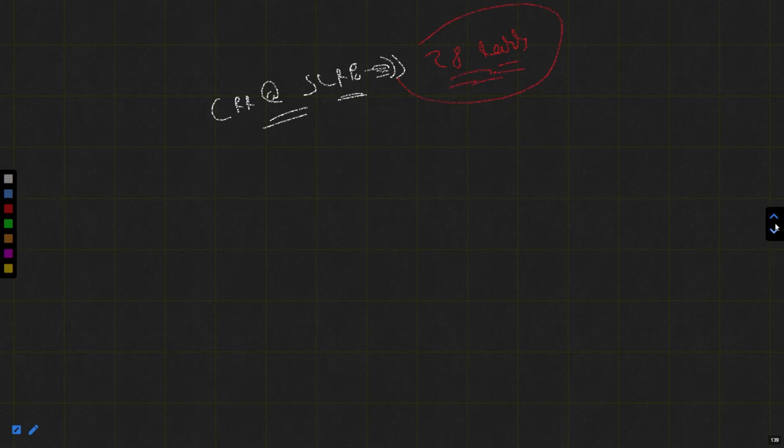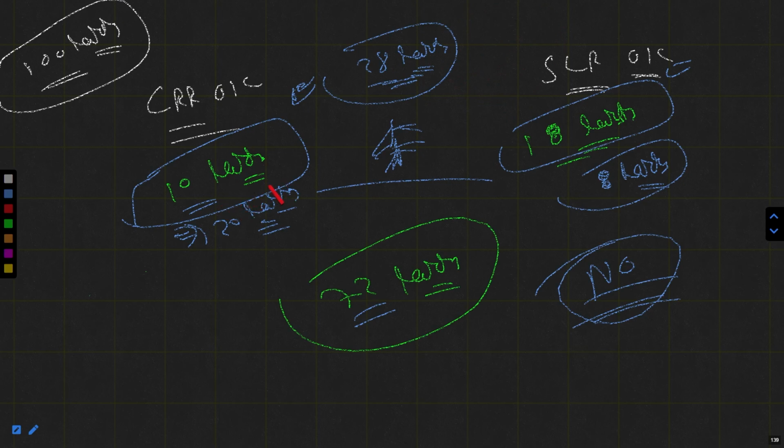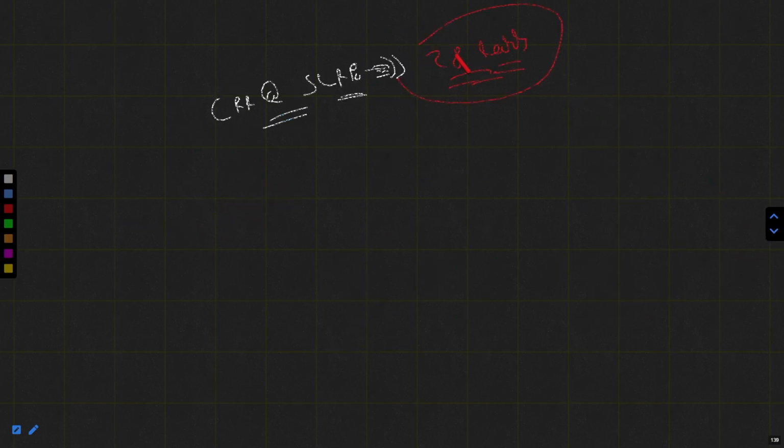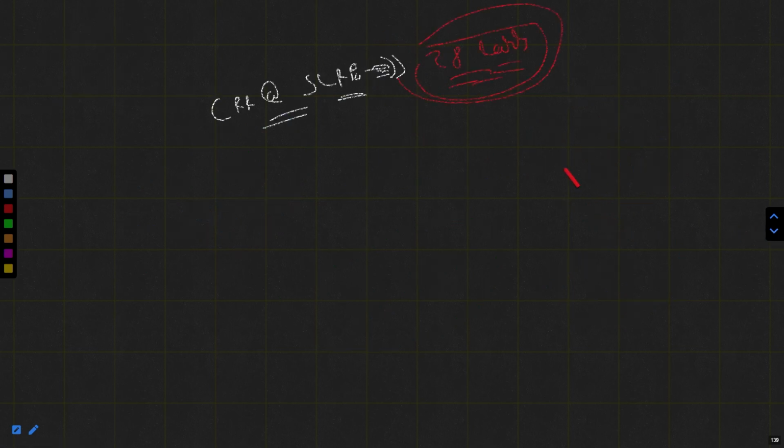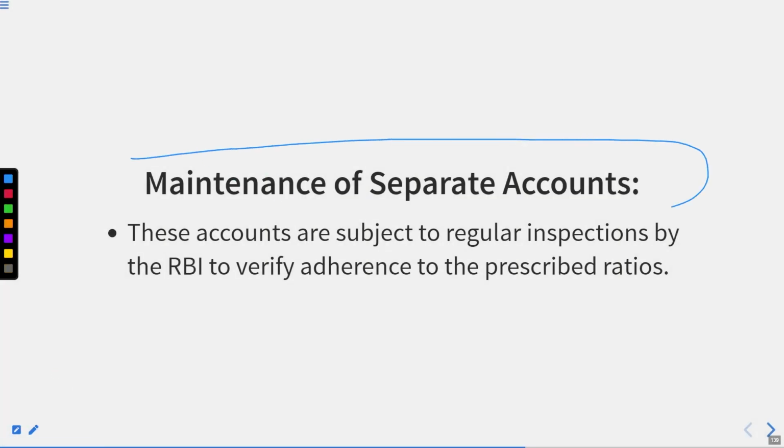Until or unless the amount is seen separately, we won't be able to find out how the 28 lakhs rupees was obtained. Like in the previous example, we had clearly seen 10 lakhs, 80 lakhs. We had found 20 lakhs and 8 lakhs. Then we will come to know that this is not being done as per the requirements. But if the combined account is shown to us, we won't be able to grasp the facts, right? That's why maintenance of separate accounts is prescribed, and the Reserve Bank of India does regular inspections to verify the adherence to the prescribed ratios.